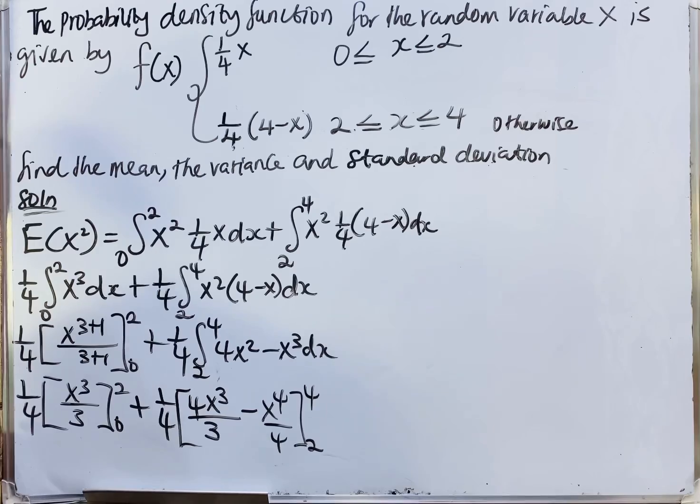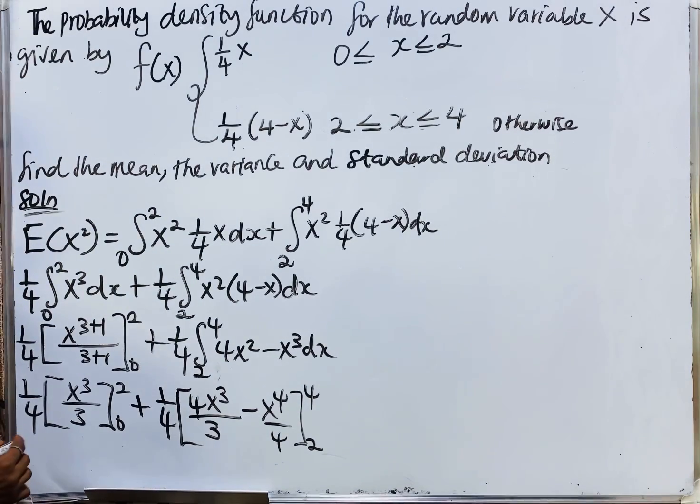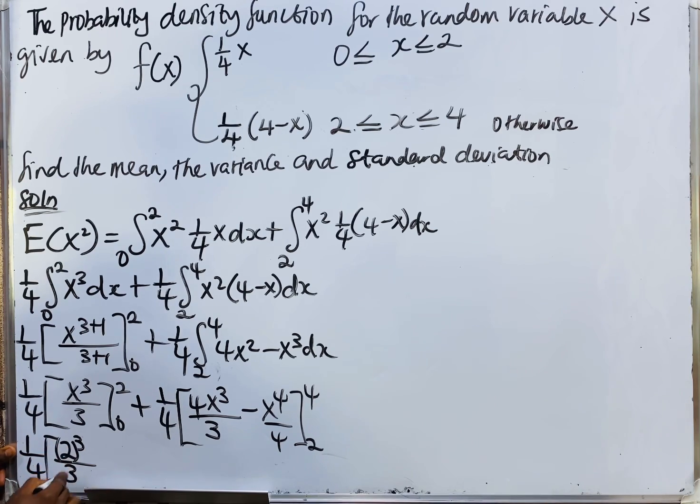2 to what? 4. Now we are going to be having what? 1 over 4. Anywhere we see x, we put 2, right? 2 to the power of 4 over 3 all over 3. Then minus what? Anywhere we see x, we put 0. That one is what? 0.